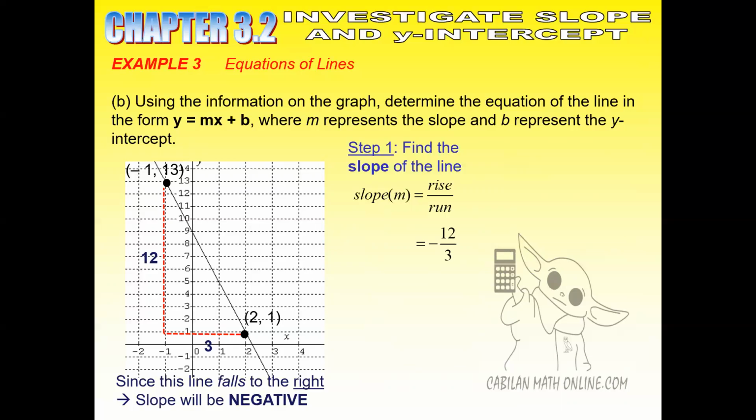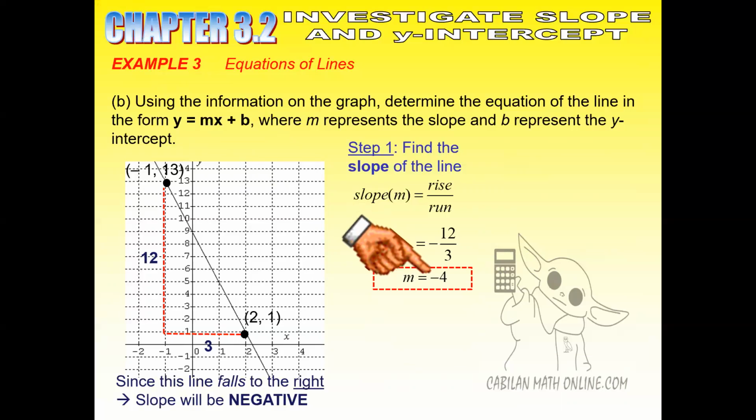Now remember, and I'm going to keep repeating this over and over again, anytime you see a line that is falling down to the right, it's always going to be a negative slope. Okay, and then when I punch in negative 12, fraction key, 3, that will reduce to negative 4. All right, and again, just as a reminder, this is a negative slope.